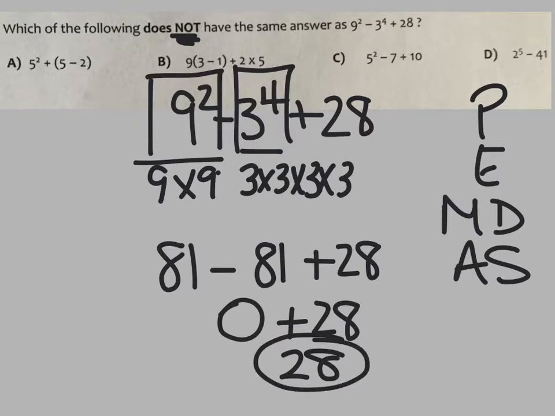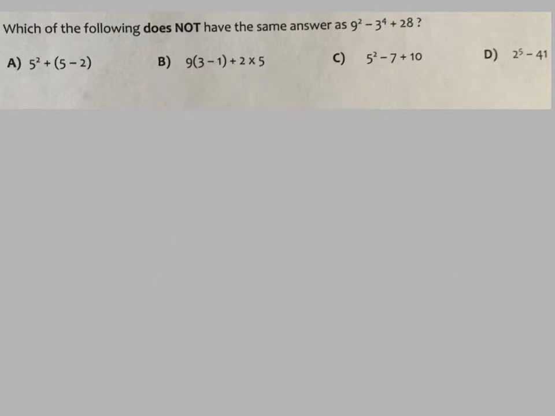So we want to know which of these 4 choices, A, B, C, or D, does not simplify to 28. So let's try them one at a time. Which of these does not simplify to 28? We'll write 28 down here as our reminder.